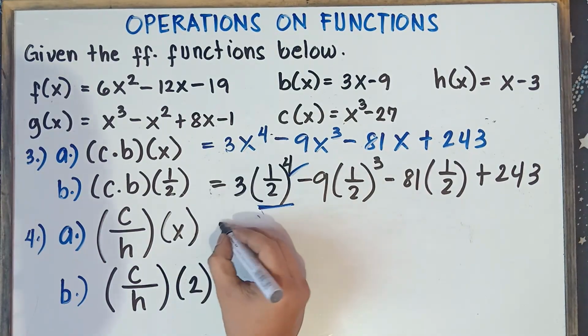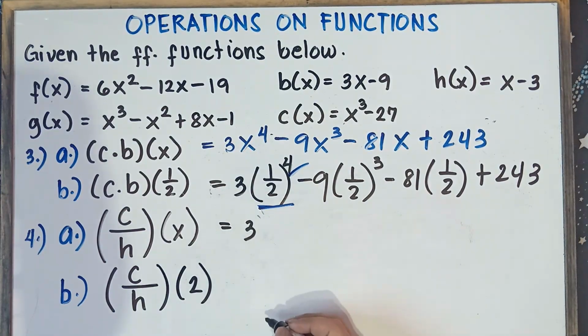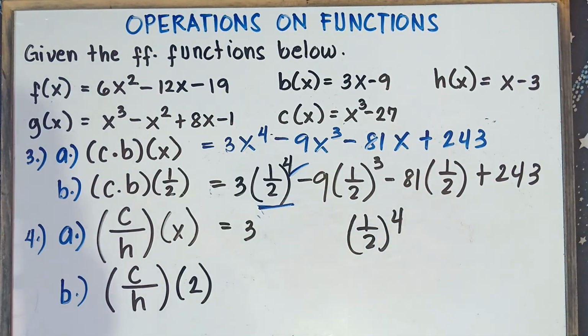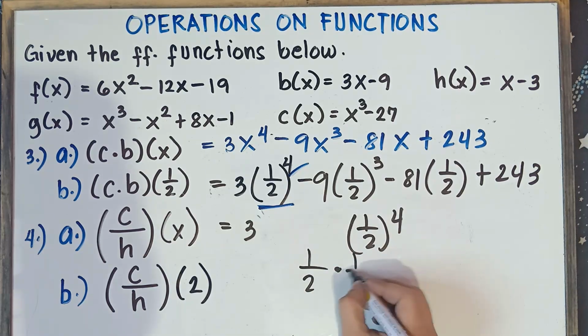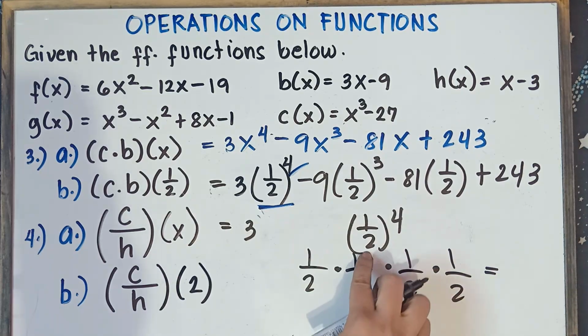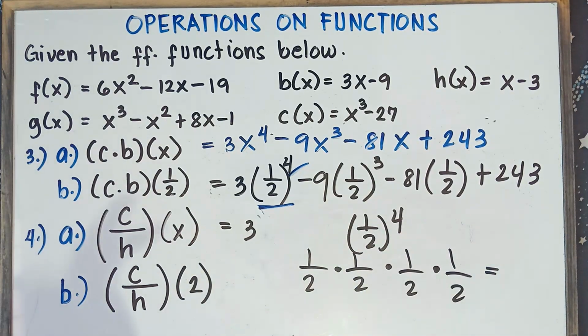So copy 3. Let's do it step by step. So 1/2 raised to the power of 4. It means you multiply 1/2 by itself 4 times. So there will be 1/2 times 1/2 times 1/2 times 1/2. Once again, class, 1/2 raised to the power of 4 means you multiply 1/2 by itself 4 times.